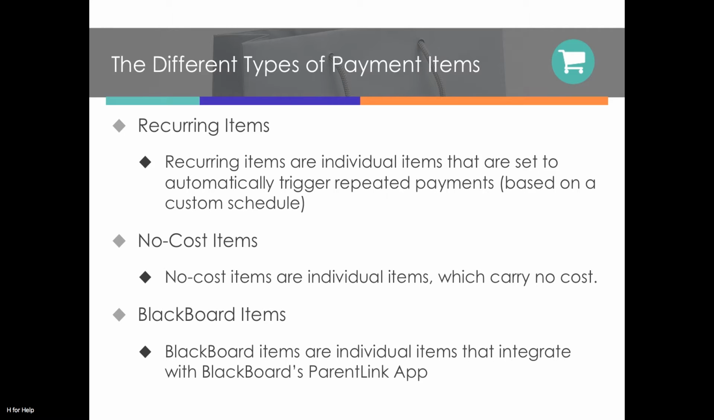There are 3 other item types that you can build in SchoolPay. Recurring items are individual items which are set to automatically trigger repeated future payments based on a custom schedule that you configure. No-cost items are also similar to individual items, but they carry no cost. This item type is frequently used for things like sign-ups or waiting lists, where a payment may not be required. Blackboard items are also similar to individual items, however, these integrate with the Blackboard Parent Link application. If your district uses the Parent Link application, please contact your SchoolPay account manager for more information on how to integrate the 2 systems.